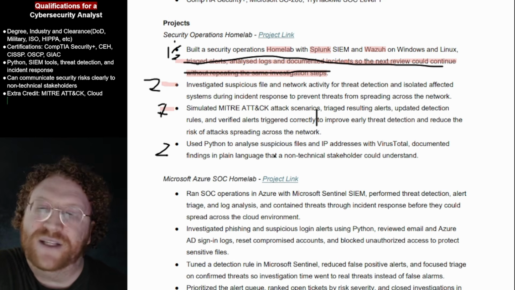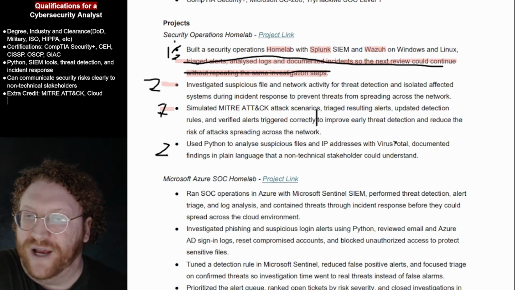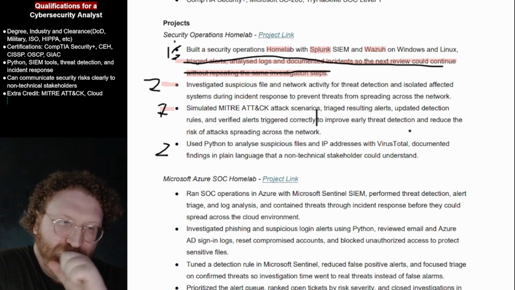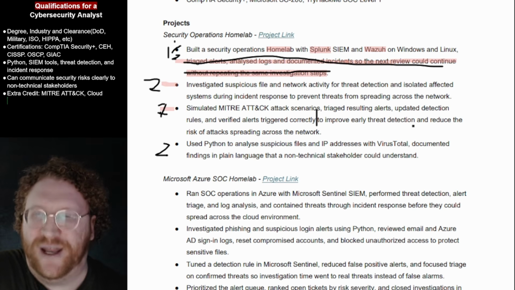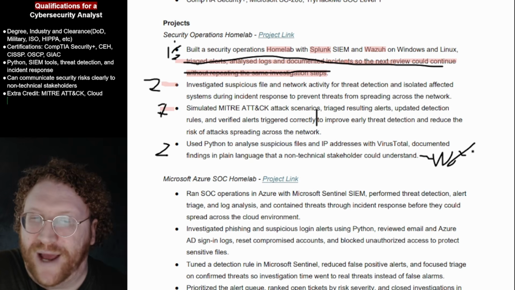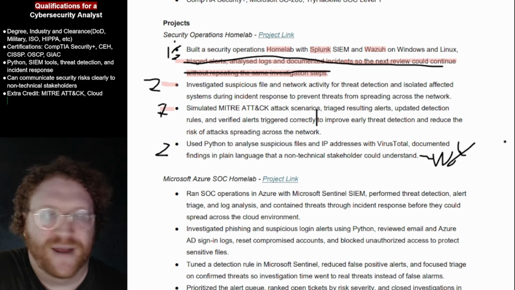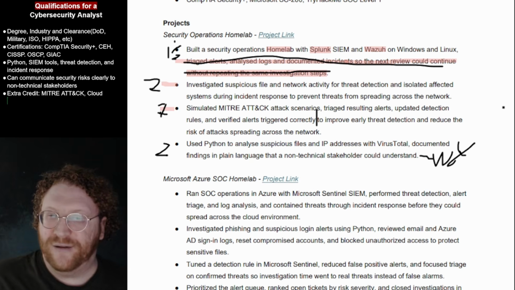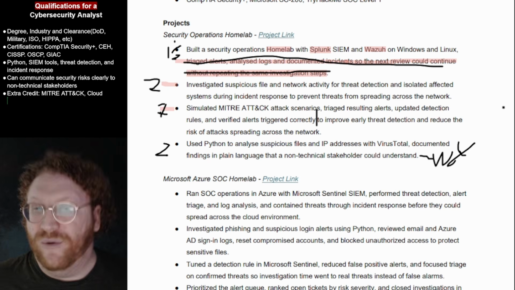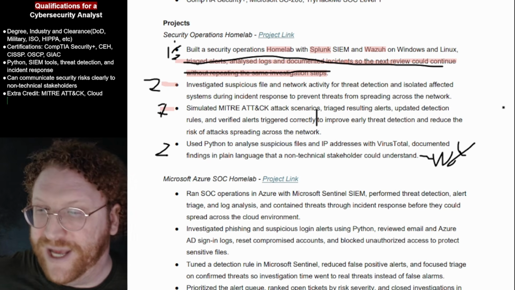Is documented stuff in plain language that a non-technical stakeholder can understand is good. The problem is, why is it important that they understand it? This is missing the why. This is not a why. I don't know why I always forget the H. This is not a why. This is 2 keywords, which is good, and you wrote them correctly, which is Python and plain language.